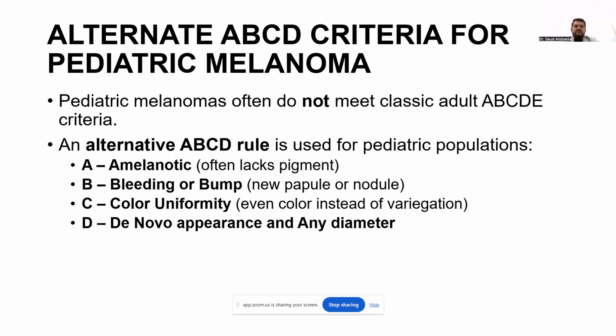But one thing I just wanted to mention here is that the ABCD that we always talk about is different in children. We used to say A for amelanotic, because usually the ones that get amelanotic lesions are the pediatric patients. They bleed, color uniformity, and de novo appearance of any diameter.